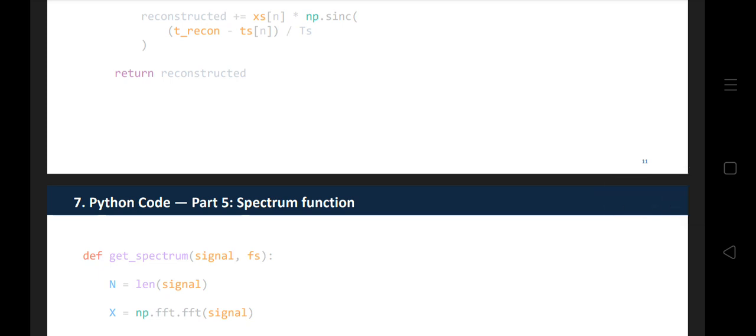Next portion of this code is the spectrum function. Here I use the FFT, fast Fourier transform, to obtain the frequency domain representation. The magnitude spectrum is calculated and only the positive frequency part is used for comparison.